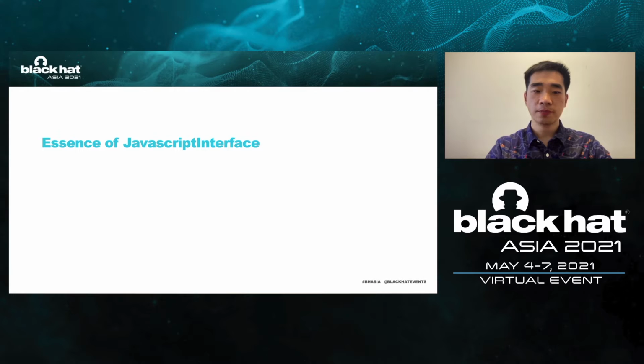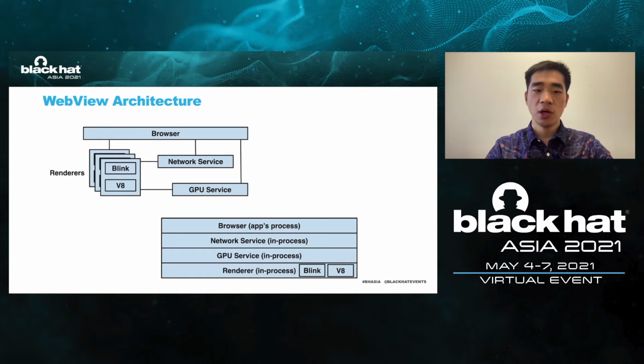First of all, we need to know the essence of the JavaScript interface: what it is, and how it works. We know that WebView is a Chromium implementation on the Android platform. The simplest Chromium architecture looks like this: a browser module, some renderer modules, and other services. It looks different in WebView. Before Android 8, all these modules are in the application's process.